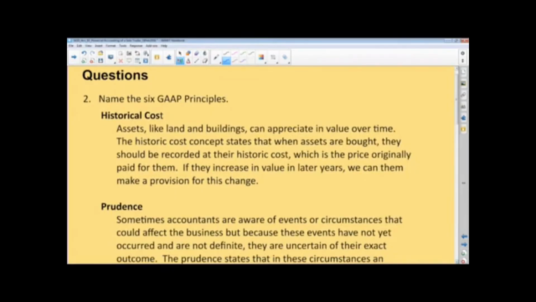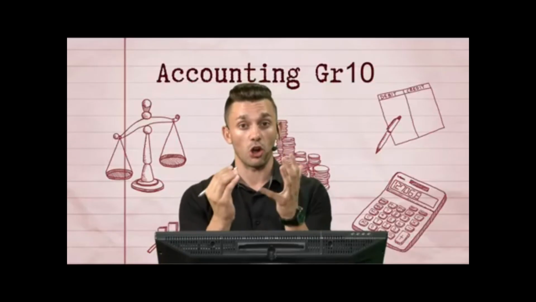The very first one, historical cost. Let's read it quickly. Assets like land and buildings can appreciate in value over time. The historical cost concept states that when assets are bought, they should be recorded at their historical cost, which is the price originally paid for them. If they increase in value in later years, we can then make a provision for this change. But this won't happen in grade 10, guys. So again, historical cost.